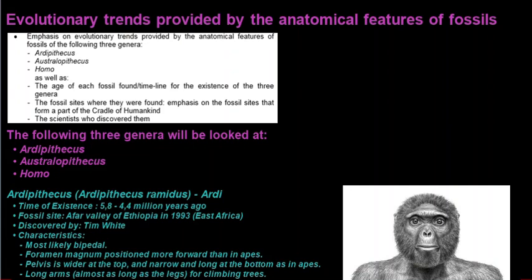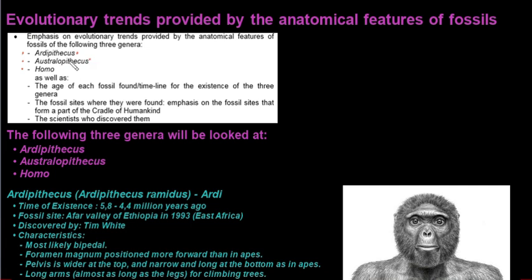In this video we'll be looking at evolutionary trends provided by the anatomical features of fossils, and the fossils that we'll be looking at are Ardipithecus, Australopithecus, and then Homo. And then the first question that I know you'll ask, because that's what my students always ask, is, ma'am, do we need to be able to spell this? And yes, you do. You need to be able to spell it.